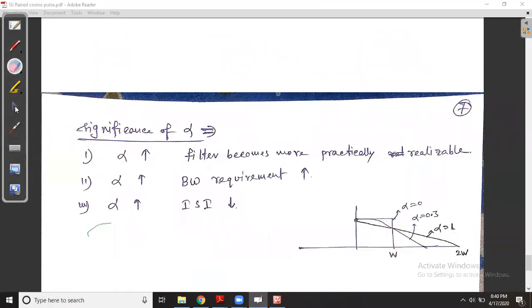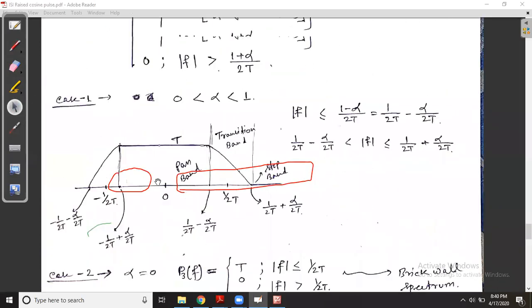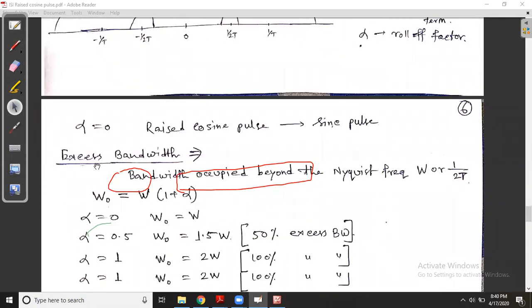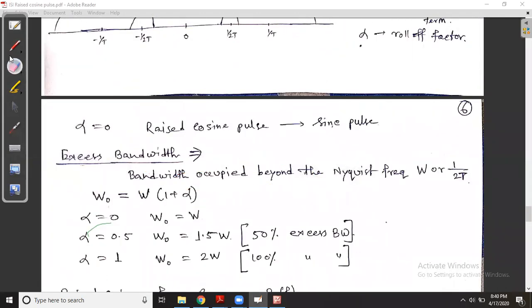Second, as we are increasing the value of alpha, bandwidth requirement will increase. That is coming from this excess bandwidth expression I told, see this one. As we are increasing the value of alpha, required bandwidth will increase.